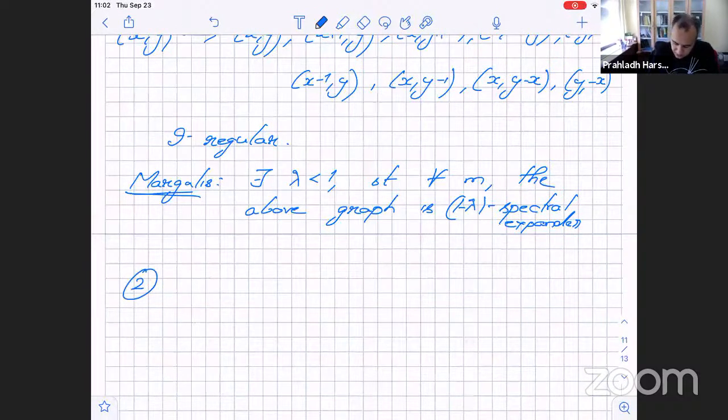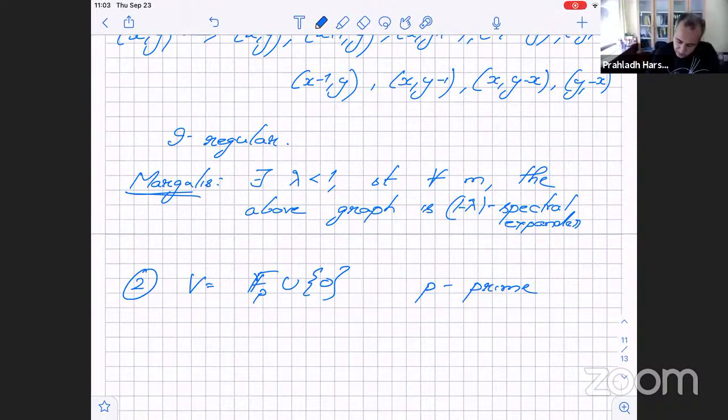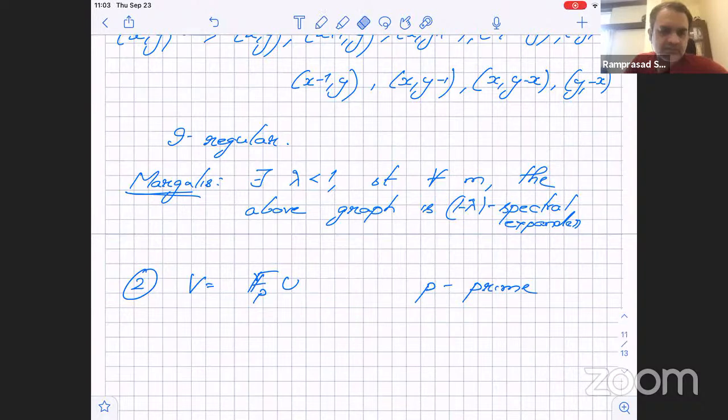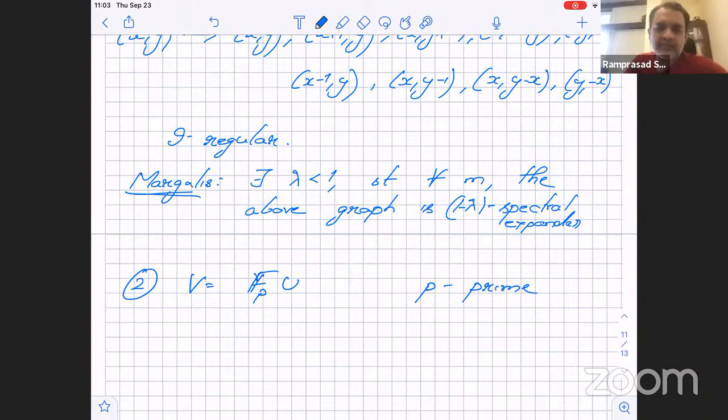The vertex set here is the elements 0, 1, 2, 3, and so on modulo P, where P is some prime. I want to add the point at infinity. There are two ways of doing it, and it depends on the convention. So I sort of collapse 0 and infinity.